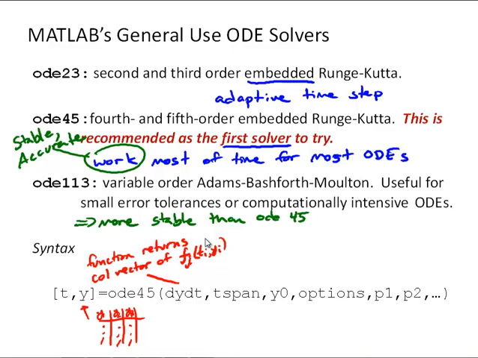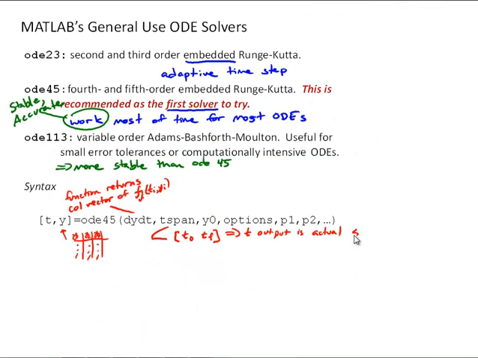T-span, now here's something that's a little bit different. For the time span, there are actually two options for how you send that to MATLAB's ODE solvers. One option is if you just have the initial time and the final time, then the T output from ODE45 is the actual time steps from the adaptive algorithm.